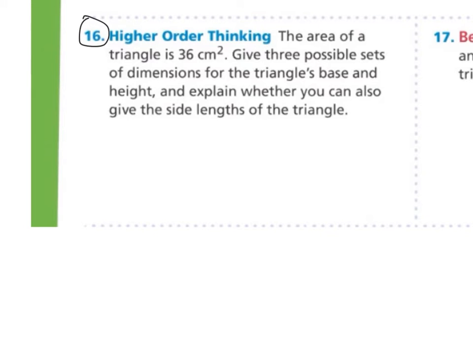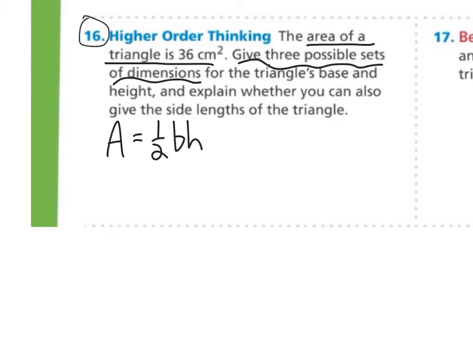Number 16, the area of a triangle is 36 square centimeters. Give 3 possible sets of dimensions for the triangle's base and height, and explain whether you can also give the side lengths of the triangles. So we've got several options for this. What we have to remember, the area of a triangle is 1/2 times base times height. So when they're saying the area is 36, the dimensions we pick, remember, we're going to be taking half of that, and we want it to equal 36.